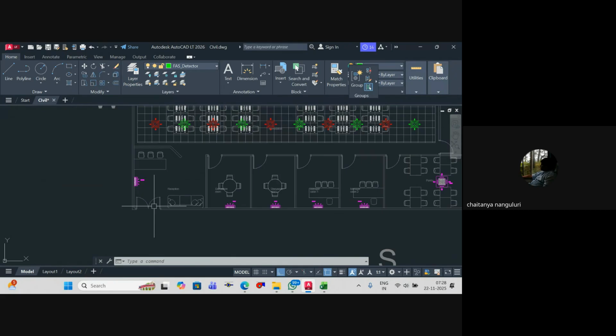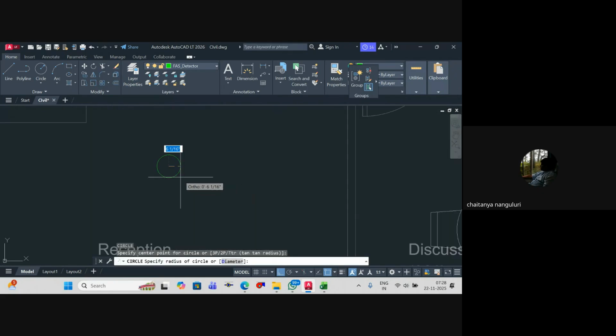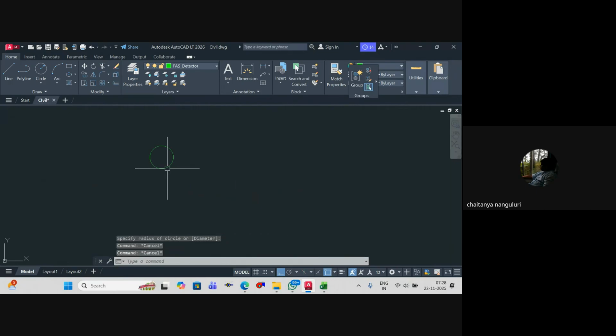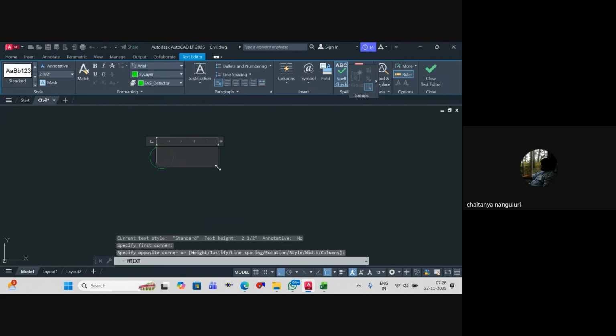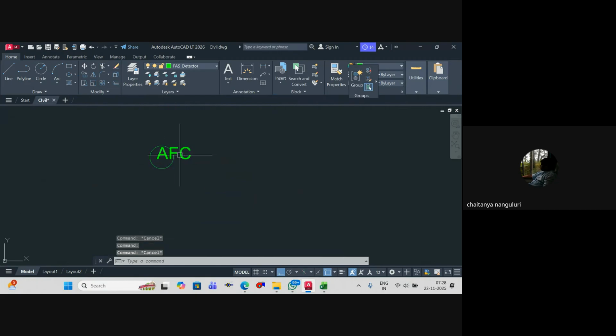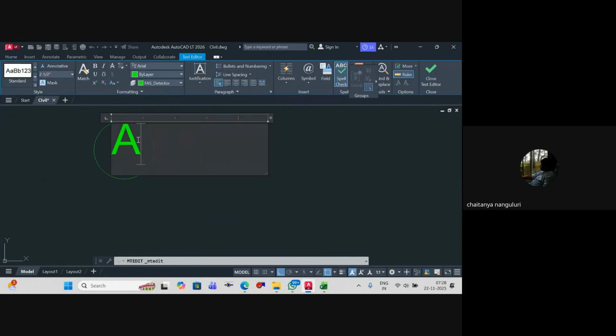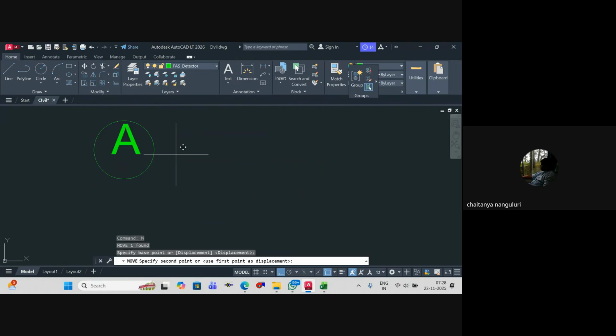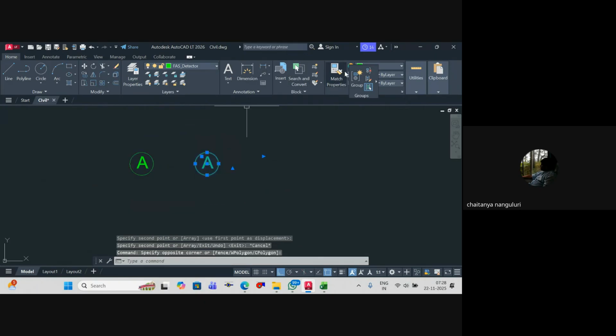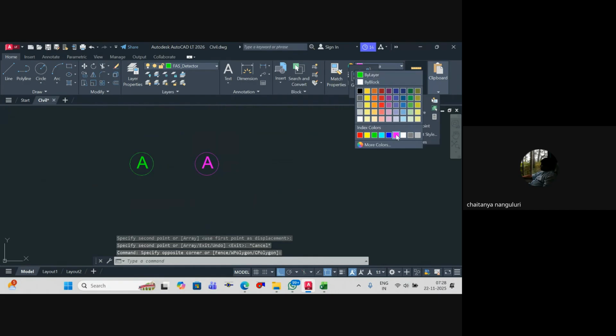Okay, I'll create a small circle. This I'll write as a detector. Generally we call it above false ceiling detector and below false ceiling detector, and we write AFC and BFC. But in this case, I'm just writing it as A and B so that it fits in the circle. A is above false ceiling. B, I'll change the color to pink or something. That I'll write as B, which is below false ceiling detectors.